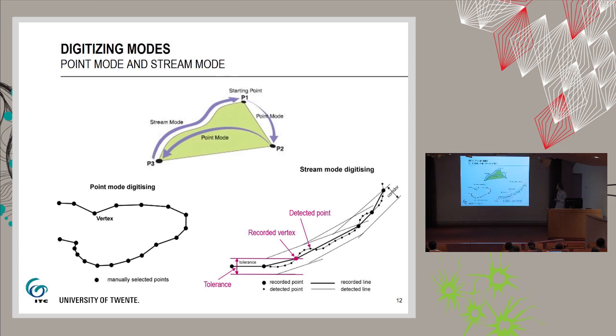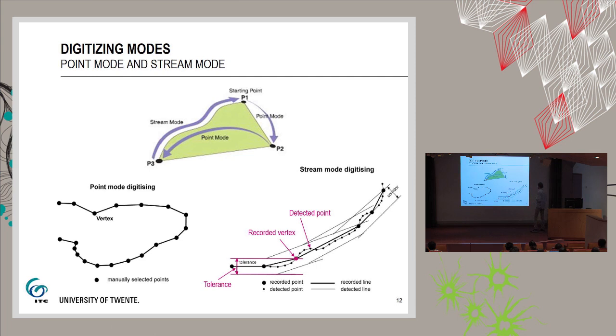There's another way of digitizing, called stream mode. That means you just follow the line with your cursor, and it will automatically record points or coordinates, which we call vertices, depending on the deviation from the straight line. Because when it's a straight line, do you need a coordinate in between? No, better not. But when you make a curve, of course you need some points.